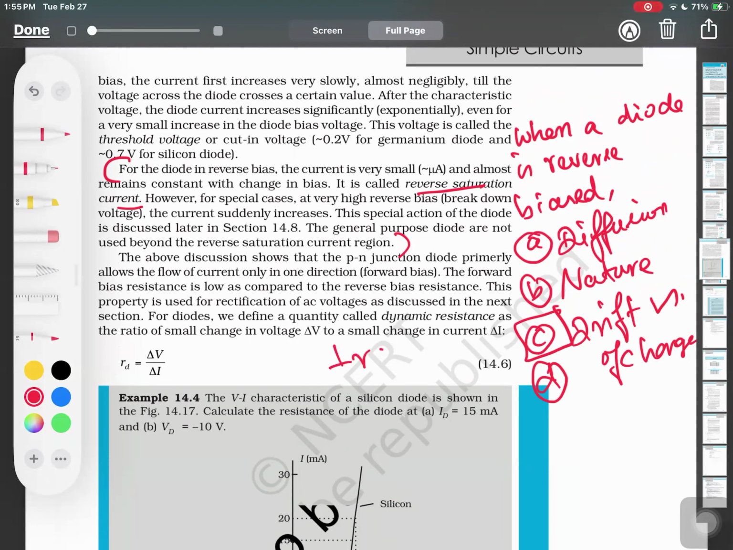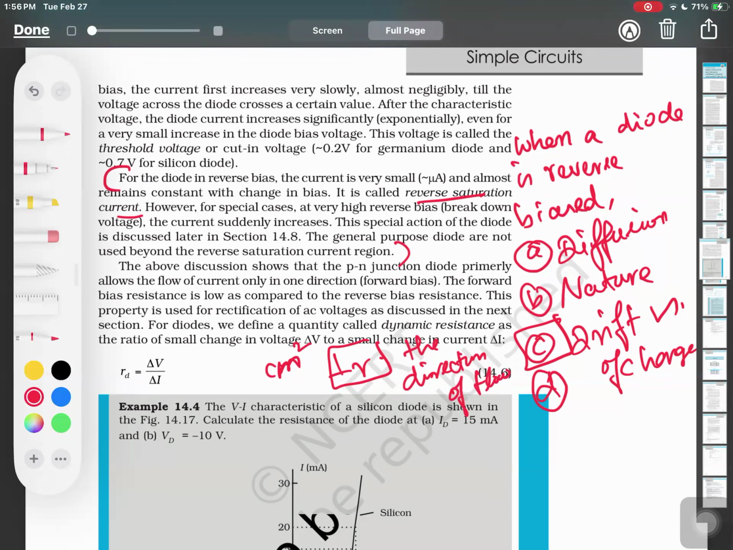It is due to carriers like holes and free electrons passing through a square centimeter area that is perpendicular to the direction of flow. So this is not clearly given in your book, so you just take a note of this. This is very important.